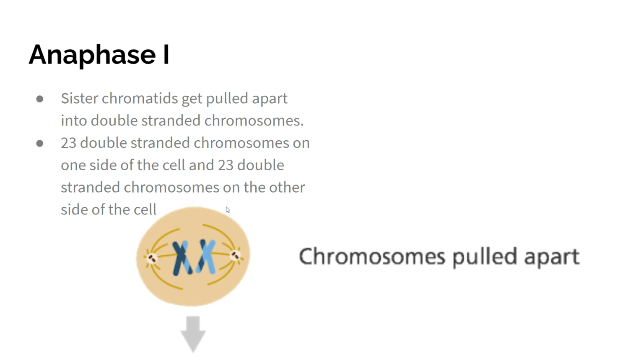So they've done their crossing over, now they're getting pulled apart into double-stranded chromosomes. You can see they used to be attached, right? They did their crossing over, now they are their own double-stranded chromosomes. So there are 23 double-stranded chromosomes on one side of the cell and 23 double-stranded chromosomes on the other side of the cell.